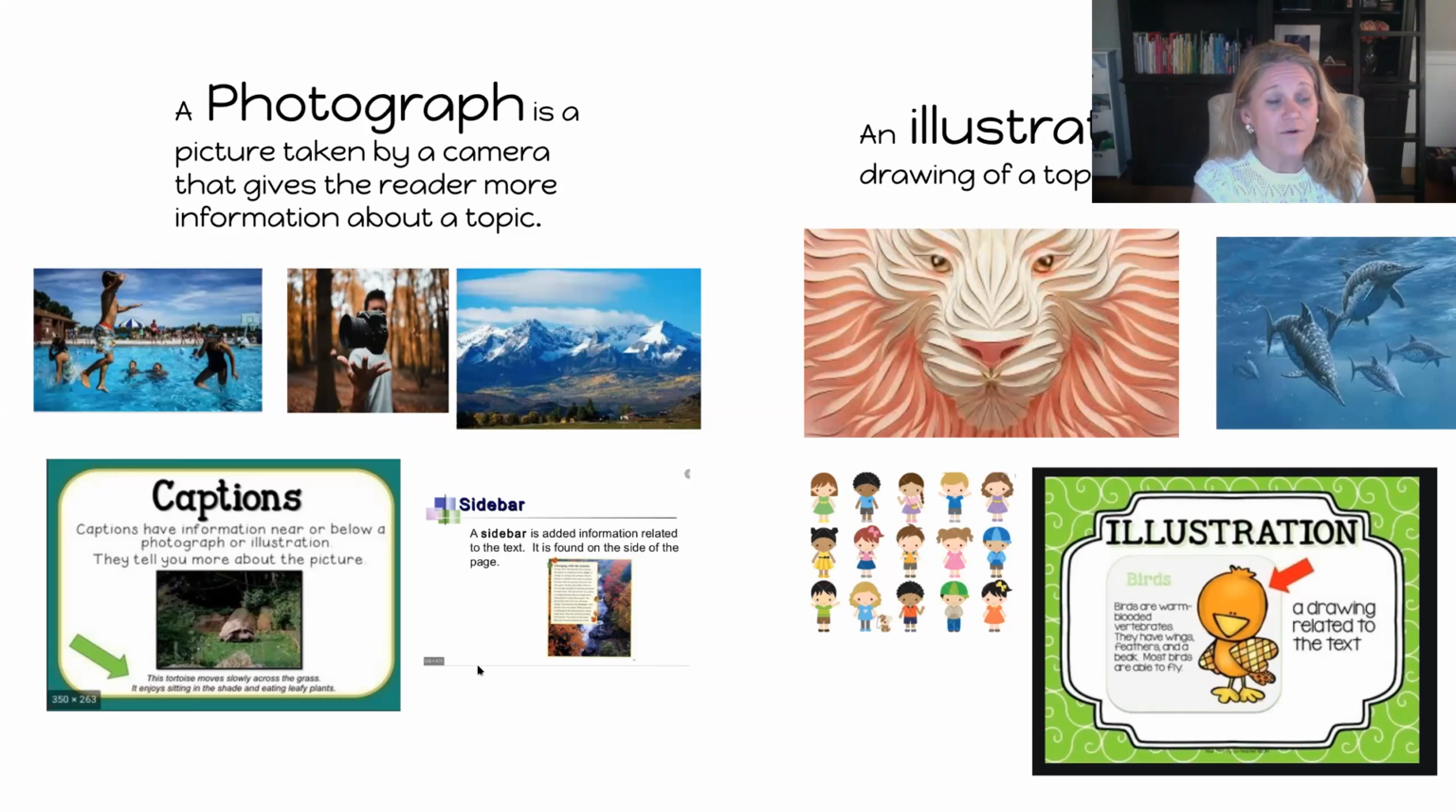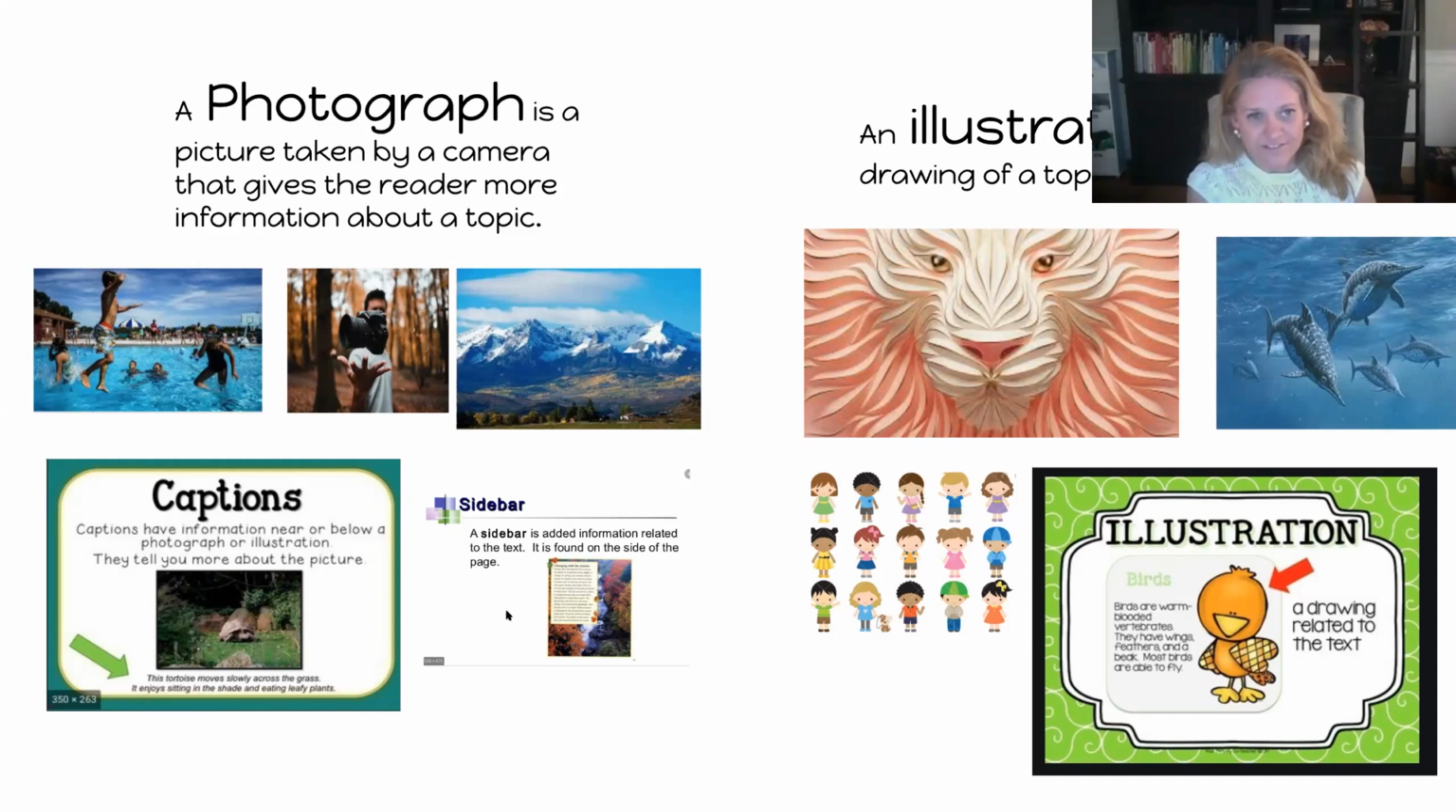All right, now, another text feature that we can find in our nonfiction books is known as a caption. Now, captions have information near or below a photograph or an illustration, and they tell you more about the picture, about the topic. Here we have a tortoise, and let's read the caption so we know what it's about. This tortoise moves slowly across the grass. It enjoys sitting in the shade and eating leafy plants. The life of a tortoise.